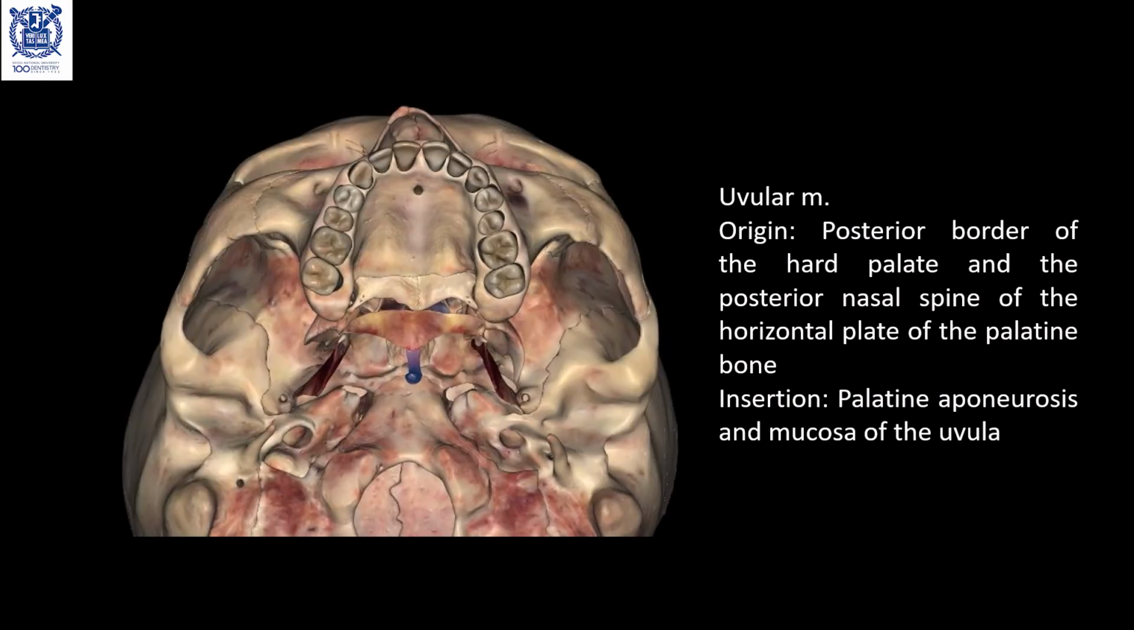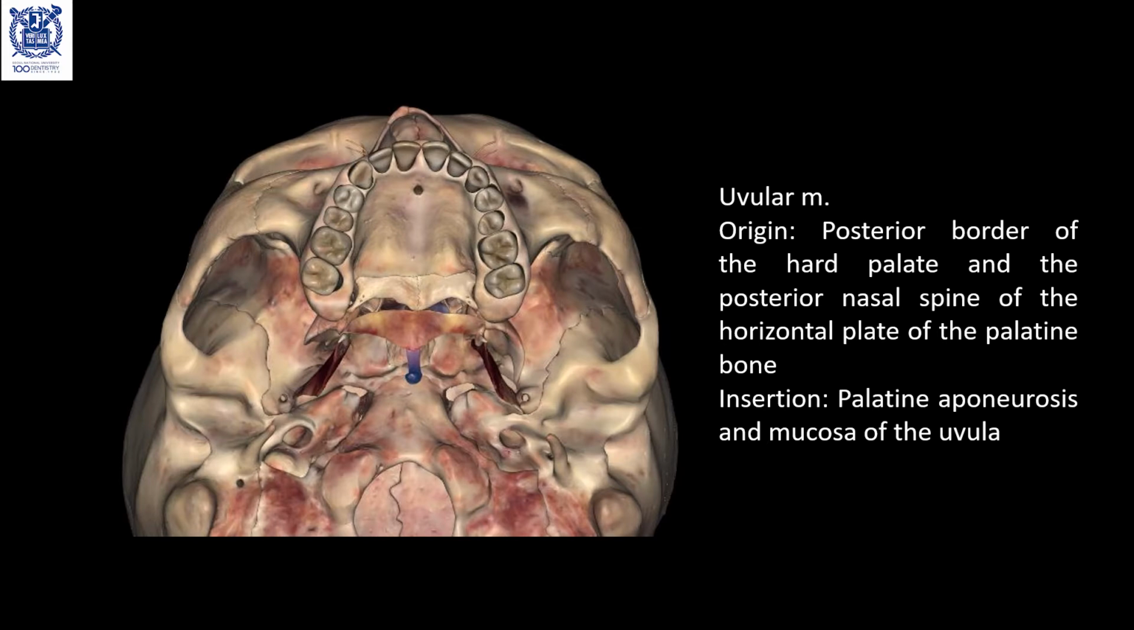Uvular muscle. It changes the contour of the posterior part of the soft palate. This change in contour allows the soft palate to adapt closely to the posterior pharyngeal wall to help close the nasopharynx during swallowing. These muscles are controlled by the pharyngeal branch of the vagus nerve.